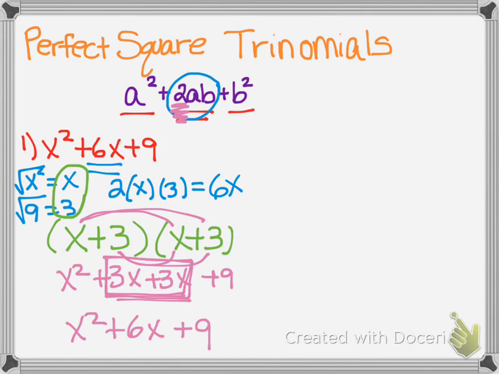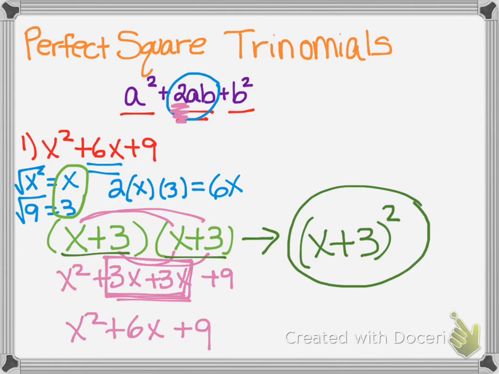So you could even go one step further and say, well, if I get to this part, x plus 3 times x plus 3, I could also write it like this. Right? Because it's the same 2 things multiplied by each other, which gives us x plus 3 squared.